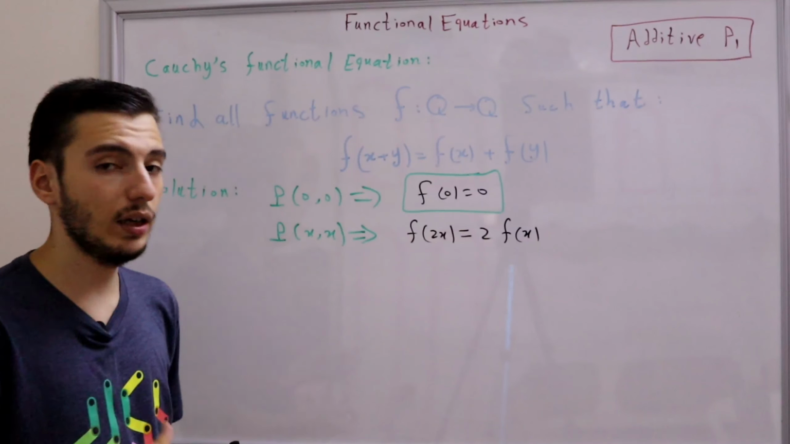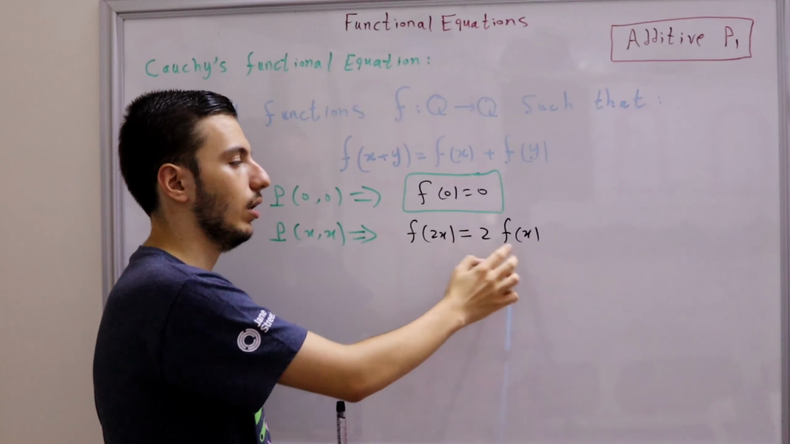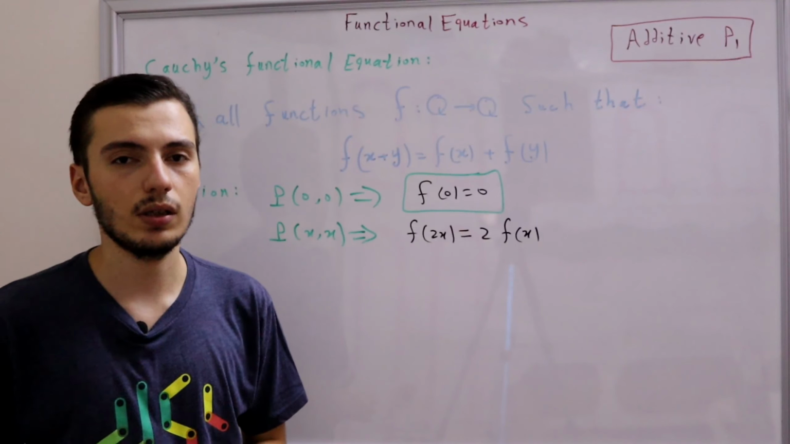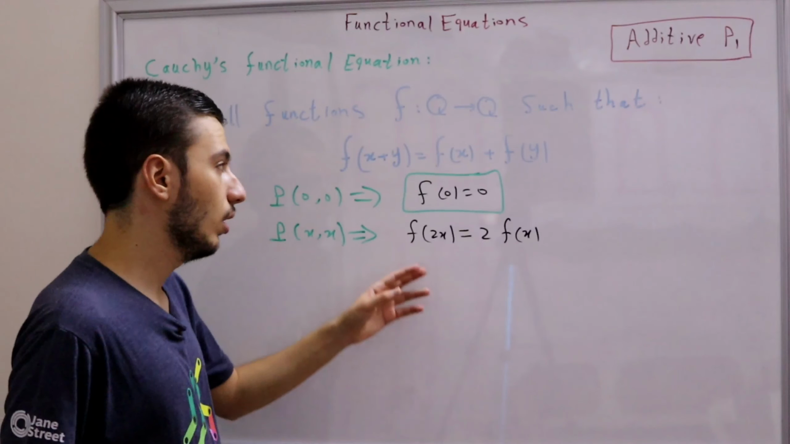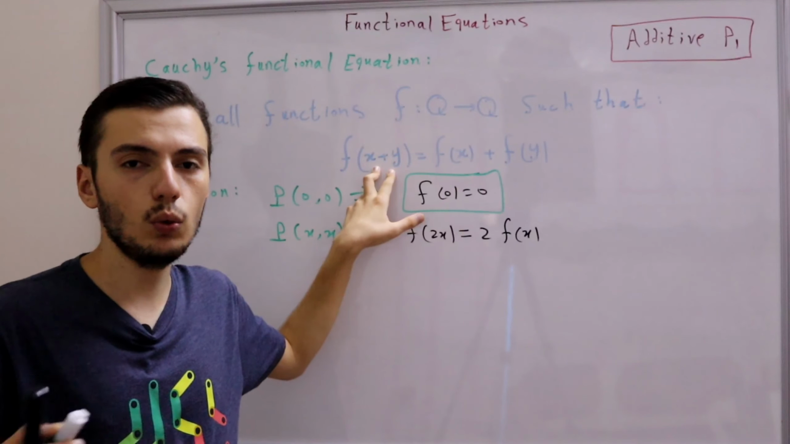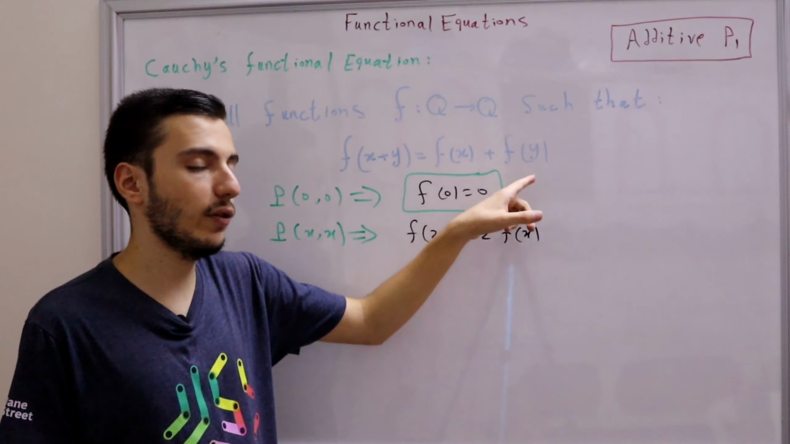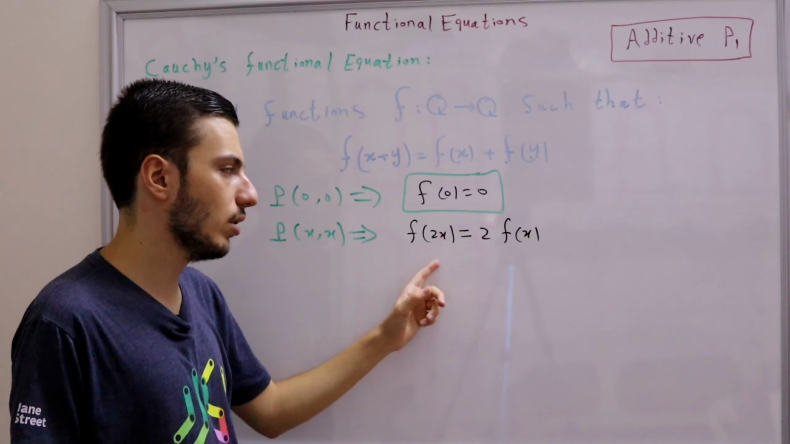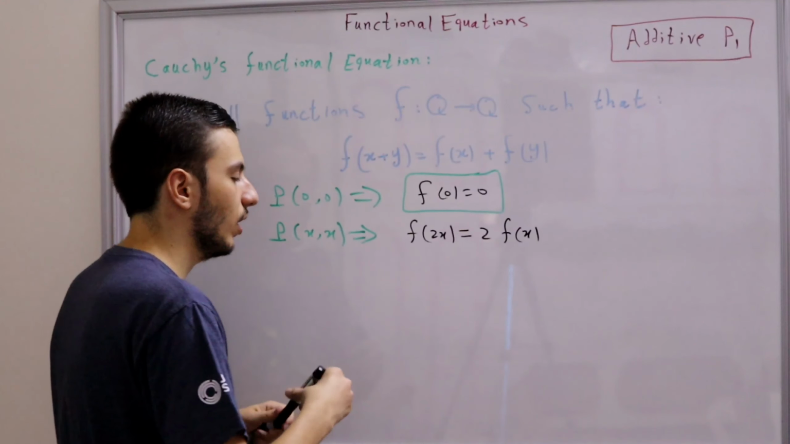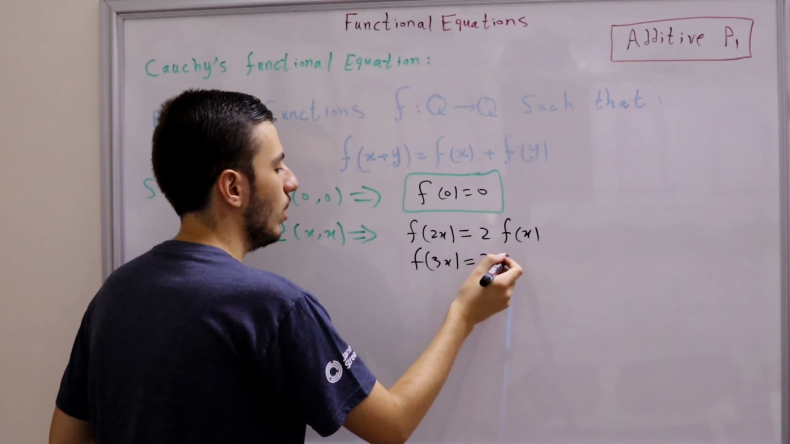So in this way, we can find the value of f of 2 times x using the value of f of x, right? Okay, but what about f of 3 times x? Can we do the same thing? Well, yes, we can. Here we have f of x plus y. If we substitute y with 2 times x, we're going to get f of 3 times x is equal to f of x plus f of 2 times x. But f of 2 times x is 2 times f of x. So we are going to get the same result, which is f of 3 times x is equal to 3 times f of x.